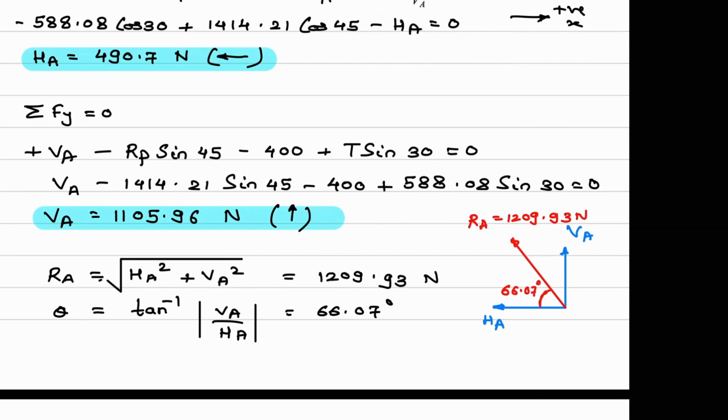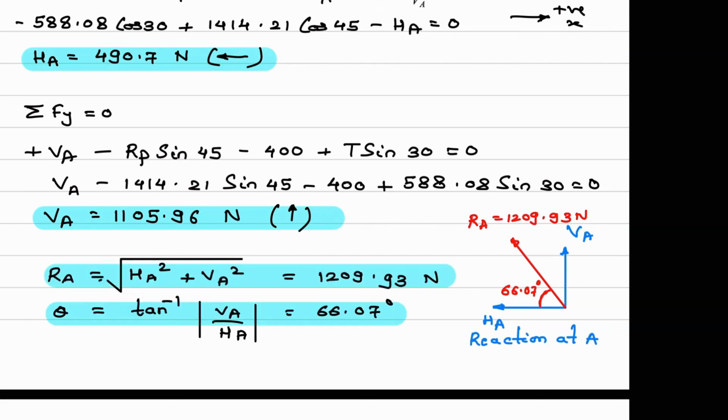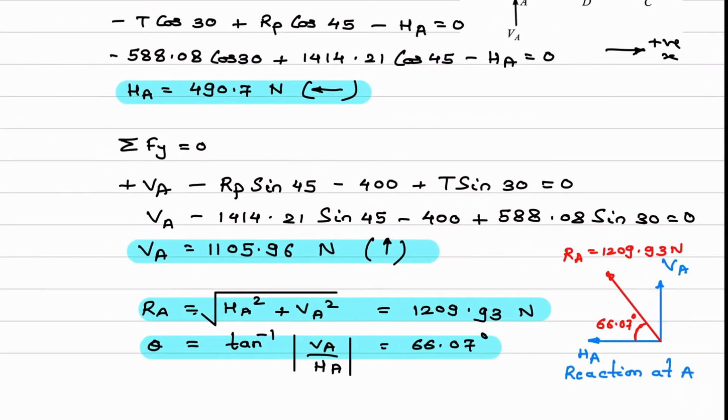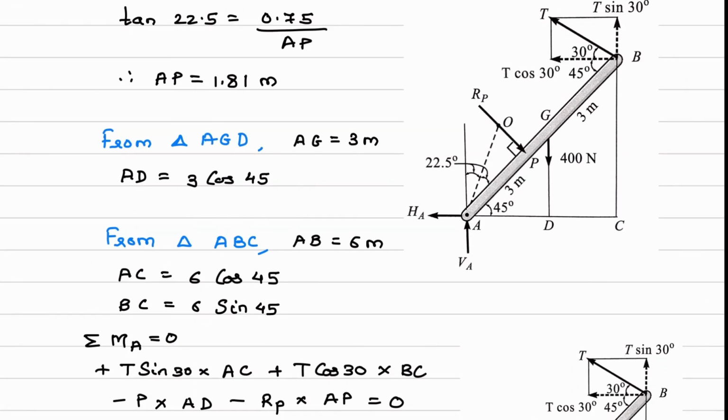Now why is this angle with respect to x-axis? Because when we are calculating the angle, we are taking mod. So that is why this angle will be with respect to x-axis. So this is basically the reaction at A, which we have calculated. This is also an answer. So we have completed this numerical.